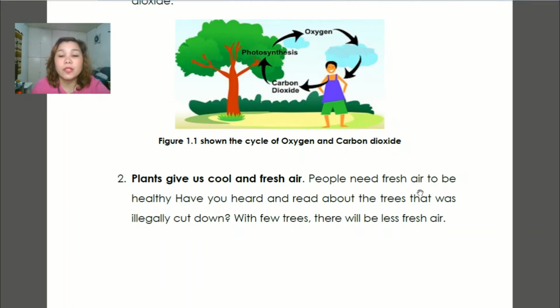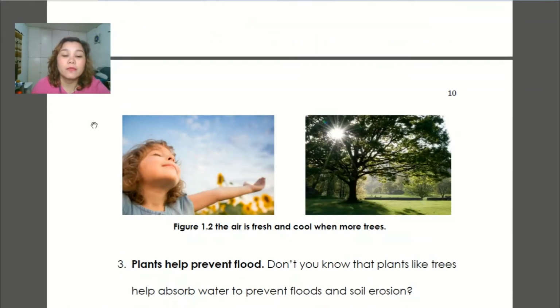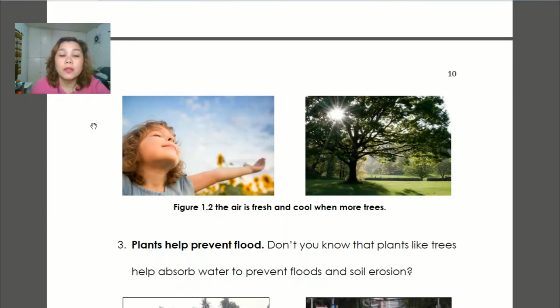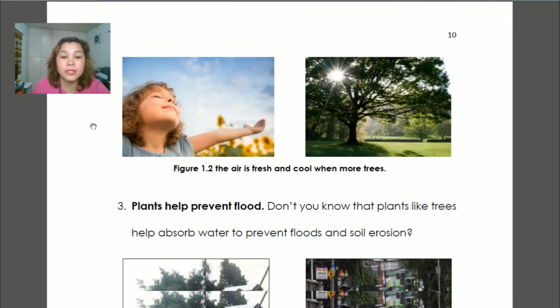Number two, plants give us cool and fresh air. People need fresh air to be healthy. Have you heard and read about the trees that were illegally cut down? With few trees, there will be less fresh air. So what happens with the exchange of air if there would be fewer trees, but more human beings and also more animals? The air is fresh and cool when there are more trees.